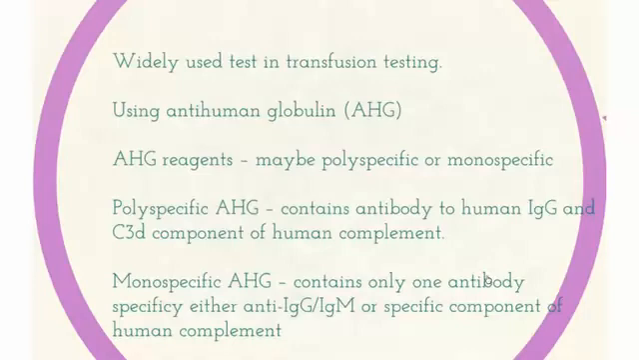So, AHG reagents may be polyspecific and also monospecific. What is the difference between polyspecific and monospecific? Polyspecific AHG contains antibody to human IgG and C3d component of human complement. Monospecific AHG contains only one antibody specificity, either an anti-IgM or anti-IgG or specific component of human complement. So actually, AHG is an antibody against the human globulin.